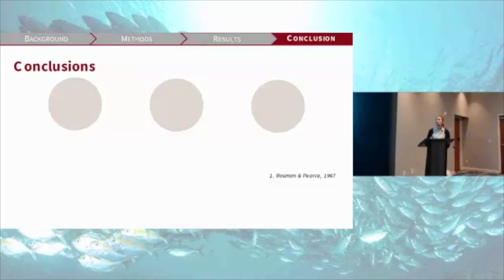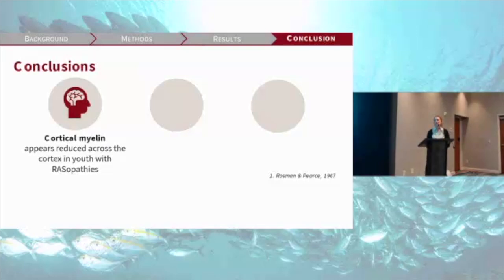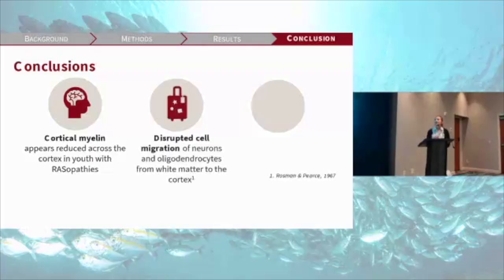Okay, so overall, the main takeaway from this is that cortical myelin appears to be reduced across the cortex in youth with RASopathies. We don't know exactly why this is, but it could be to do with disrupted cell migration of neurons or myelin-producing oligodendrocytes from the white matter to the cortex, leading to reduced myelin in the cortex in youth with RASopathies.